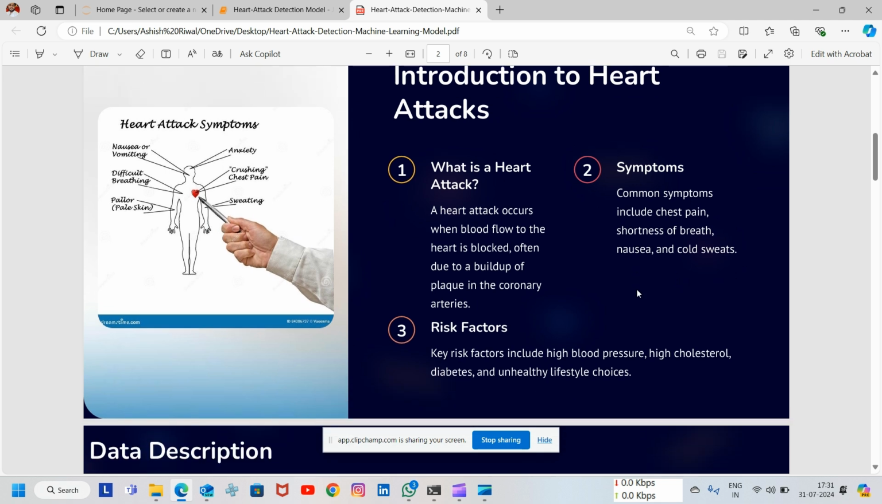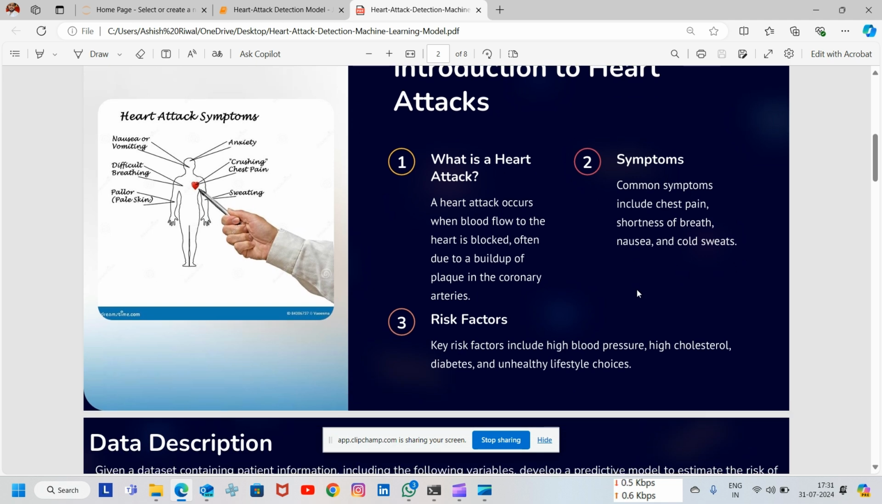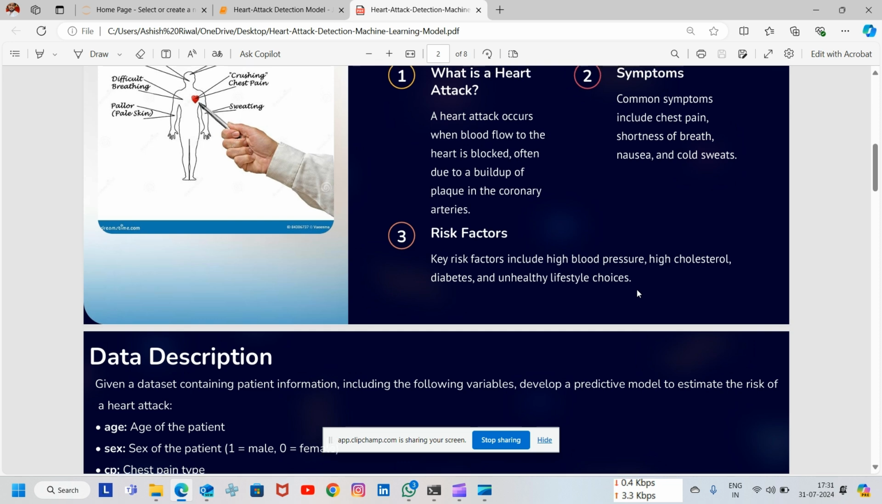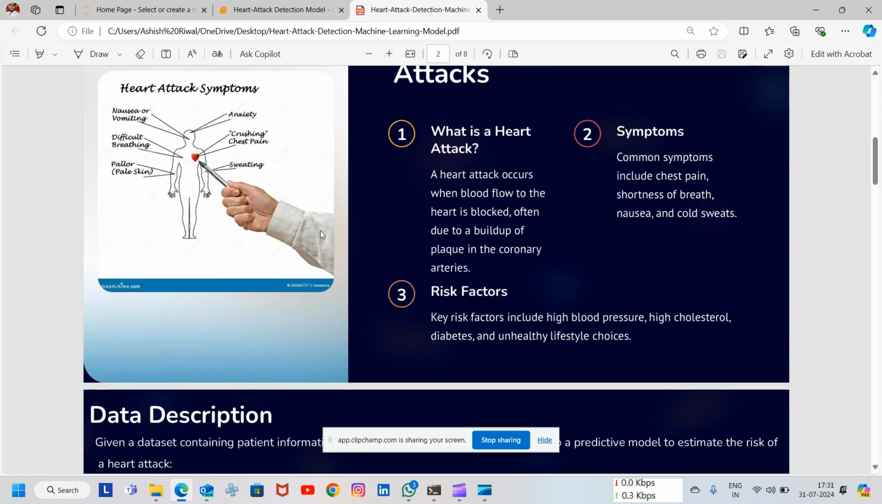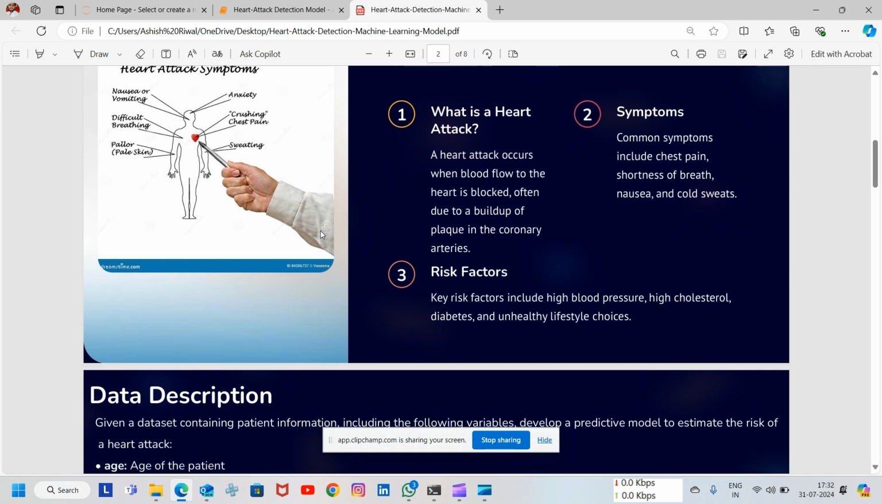These are the symptoms. Some common symptoms for a heart attack are chest pains, shortness of breath, nausea, and cold sweats. Then the third one is the risk factors, meaning the key risk factors that are the major causes of a heart attack: high blood pressure, high cholesterol, diabetes, and unhealthy lifestyle choices.